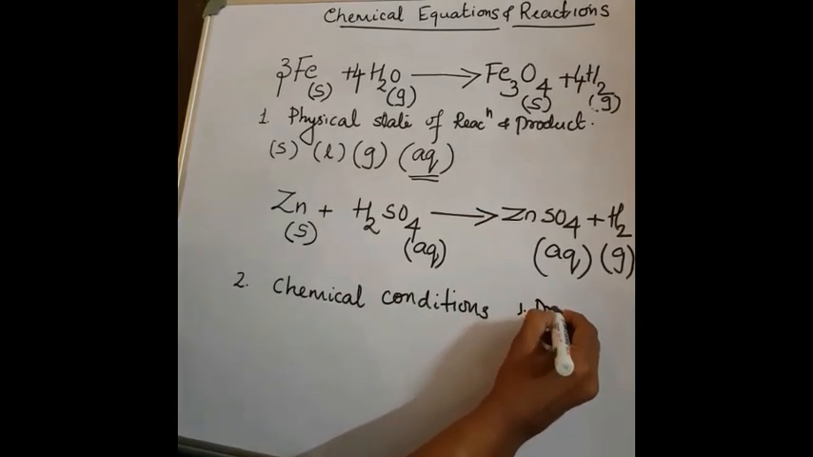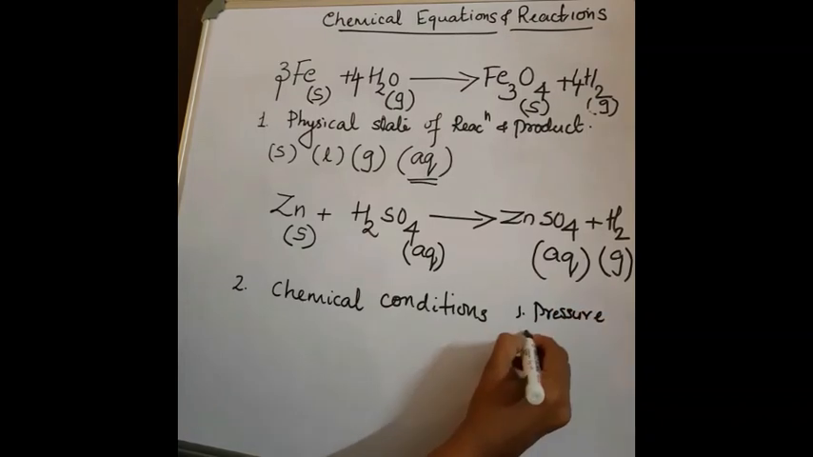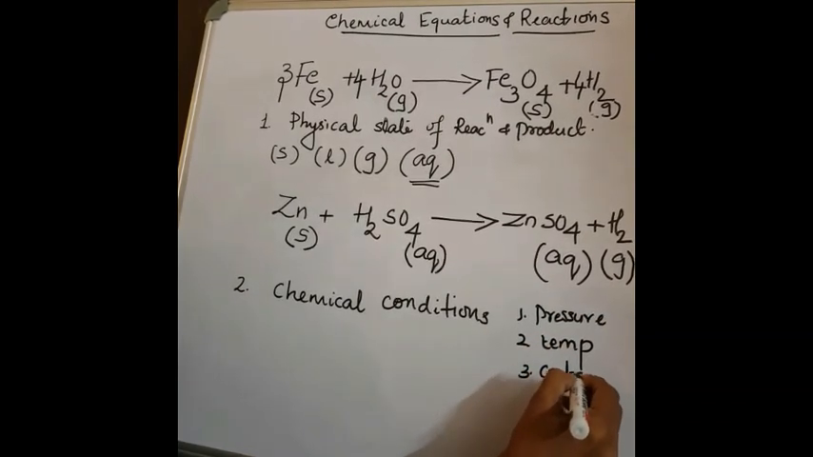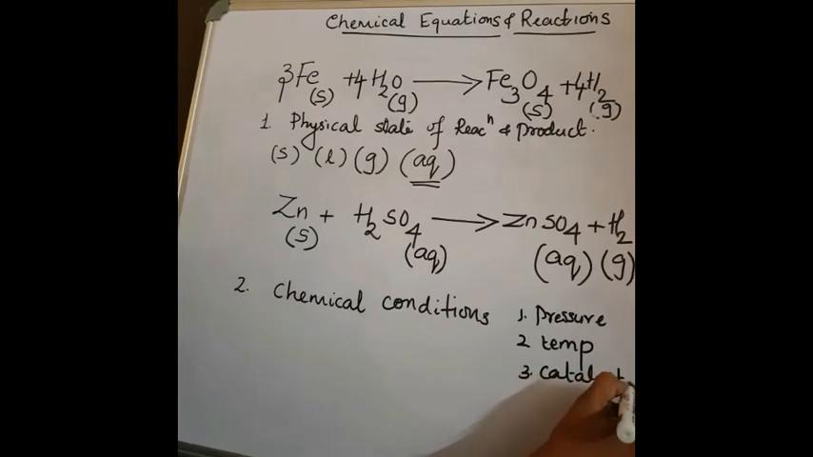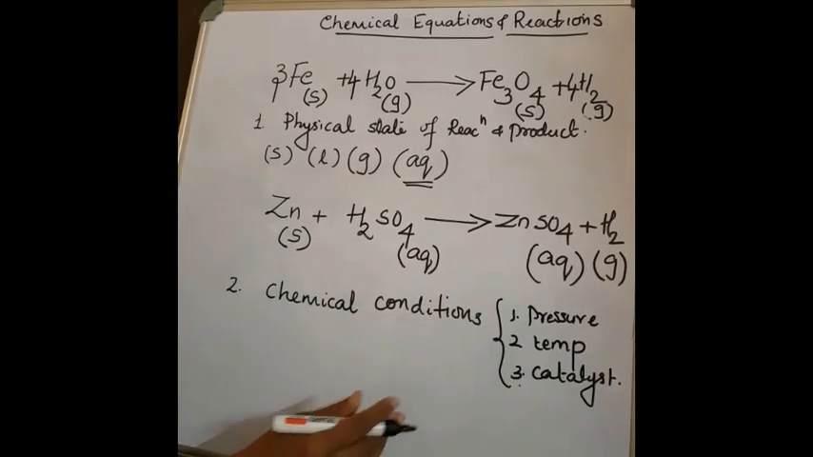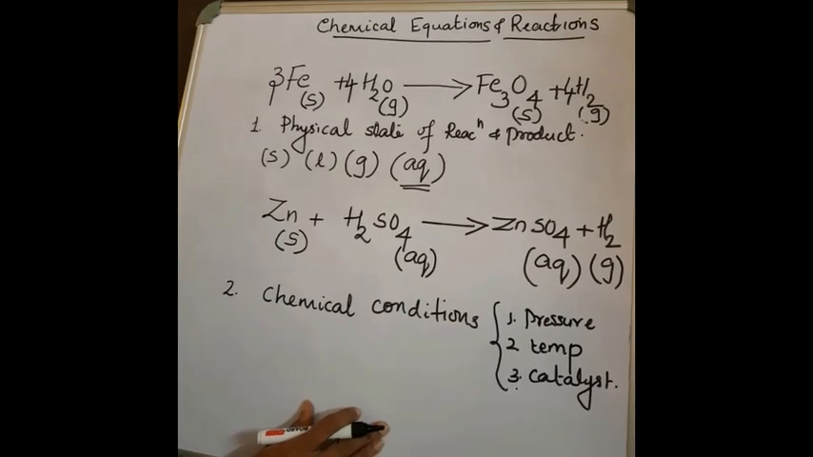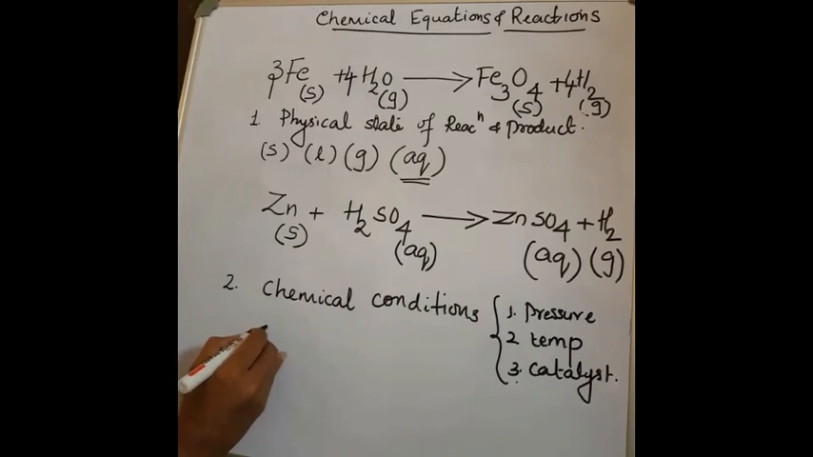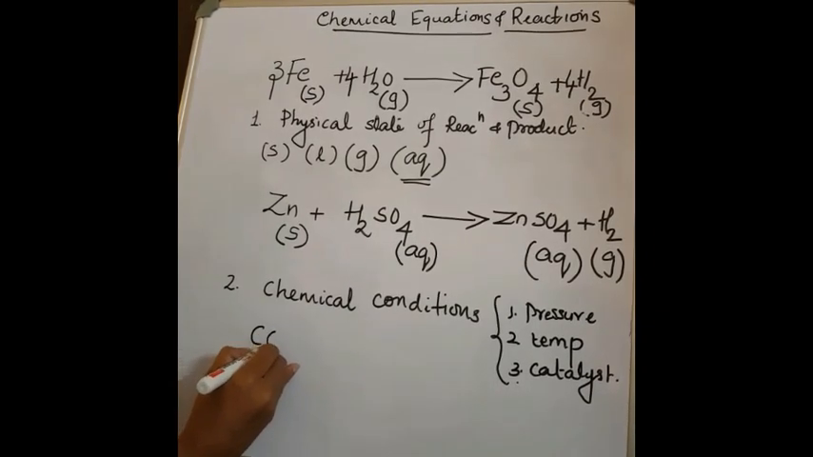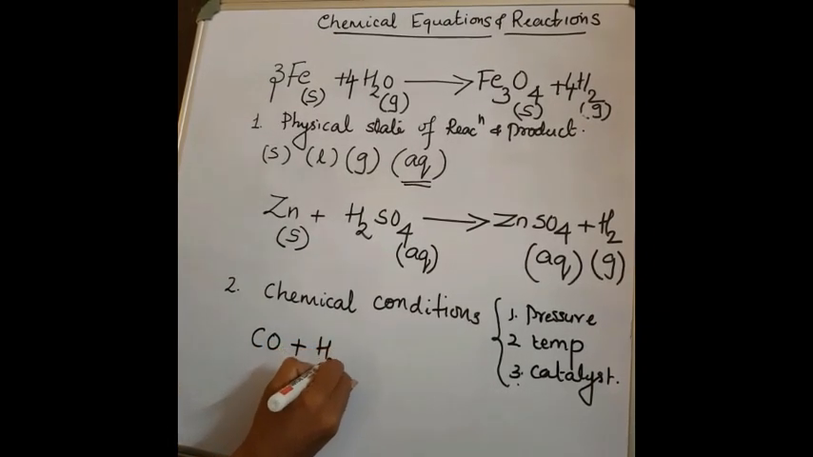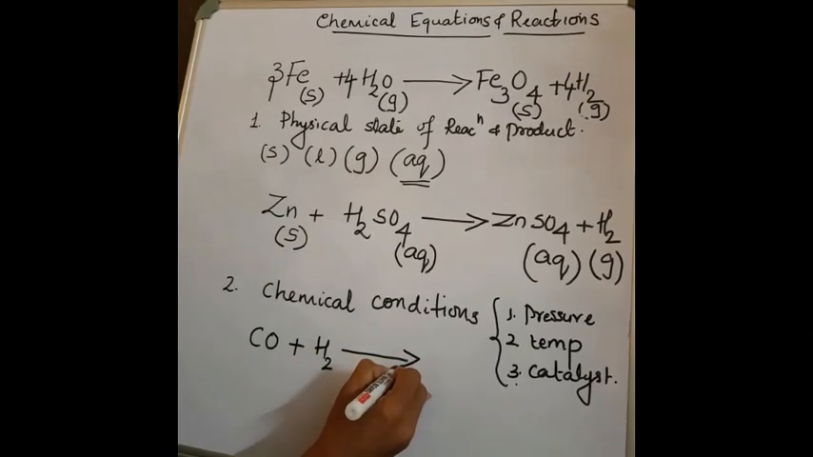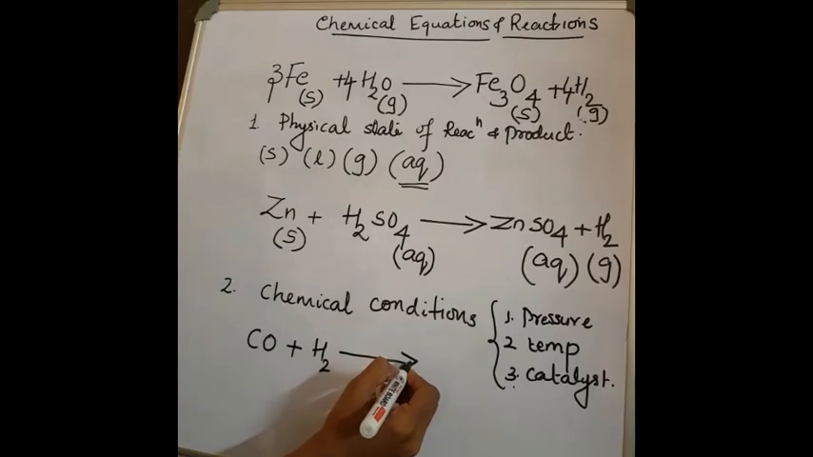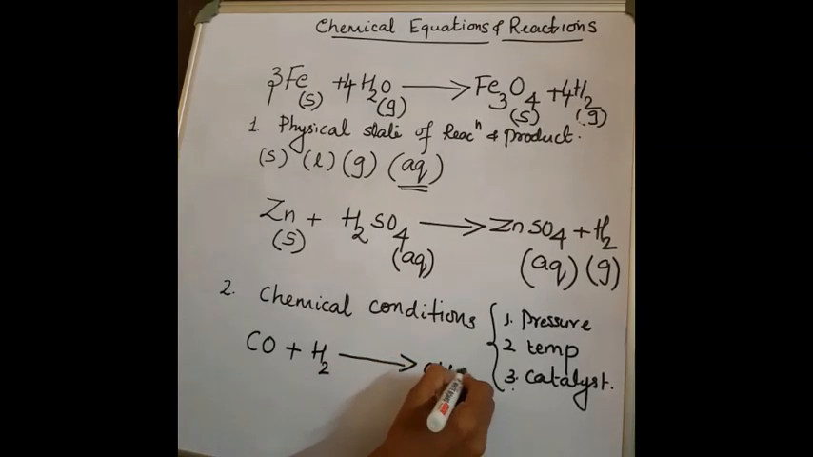One is pressure, second is temperature and third is catalyst. There are also so many conditions, but here we are taking only these 3 conditions. So now if you go for pressure, there is an example, I will tell you. CO plus hydrogen will give you CH3OH.